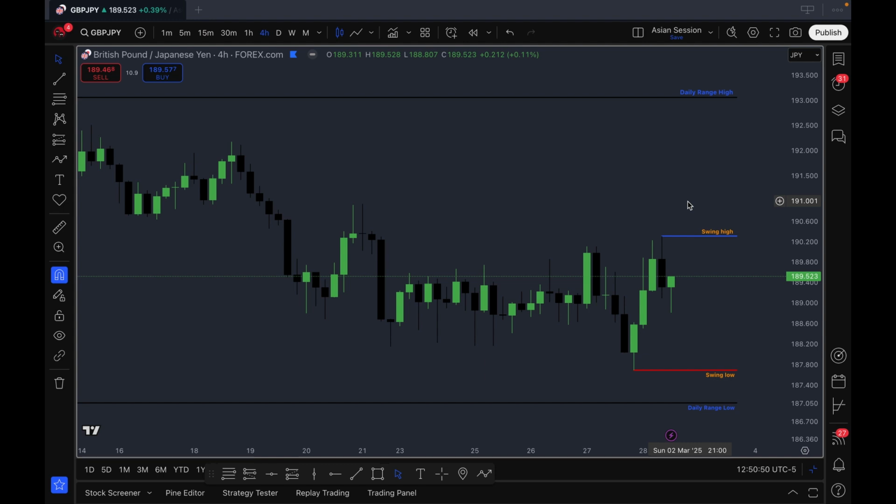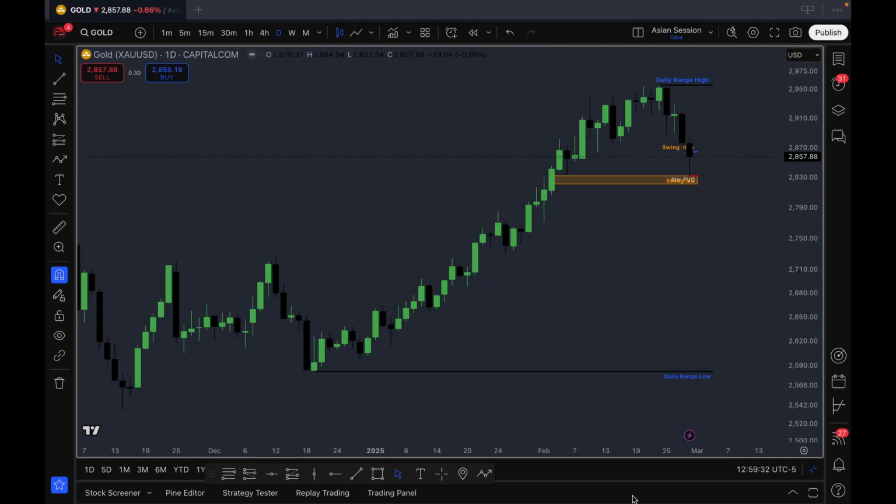British pound and yen. So before I wrap up, here's one extra setup that could be huge. If it plays out, this will be huge. Our honorable mention is gold.